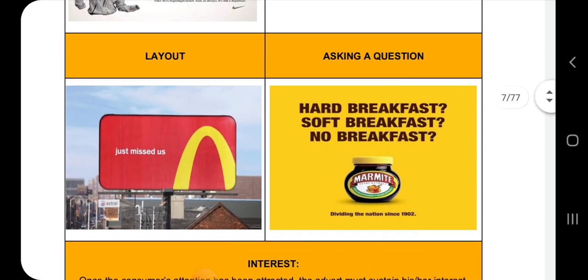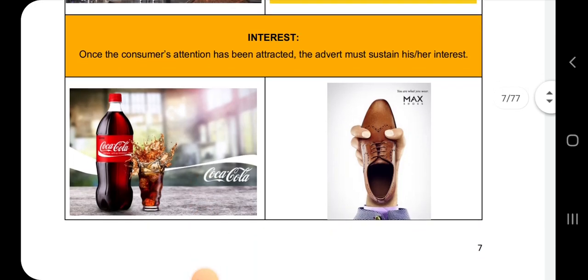So after we have grabbed attention, we now create interest. Once the consumer's attention has been created, the advert must sustain his or her interest. Oh, now I'm interested. You've grabbed my attention. Interest is: I want to know more. So I'm going to read more into this advert.